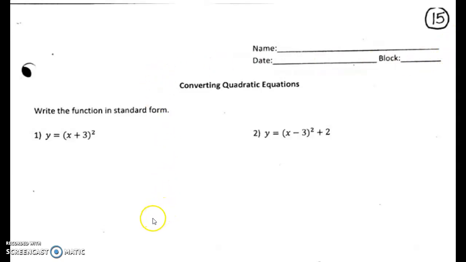We are going to convert these quadratic equations. What form are they in? Ooh, parentheses, parentheses. These are in vertex form. We are going to convert them to standard form. So remember, standard form looks like this: ax squared plus bx plus c. Okay, that's standard form. So how in the world are we going to get this thing to look like that?